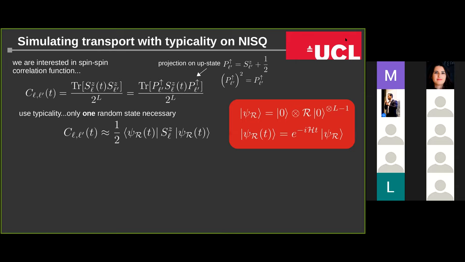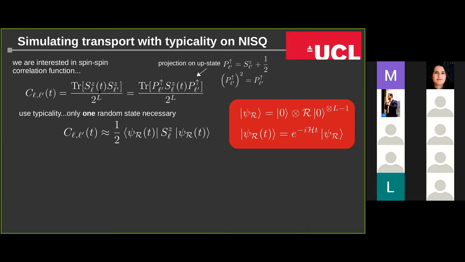Okay, but what is the main idea? So the main idea is that we want to study transport properties again, and we want to study transport by means of these local spin-spin correlations that I have shown you before. And the nice thing is now, and you have used this trick in your group very recently, and I think it's a very nice trick, that you can rewrite this correlation function in such a form. So you basically introduce this projection, which projects on the up state on one of the spins, and then you can do some direct manipulation of this correlation function.